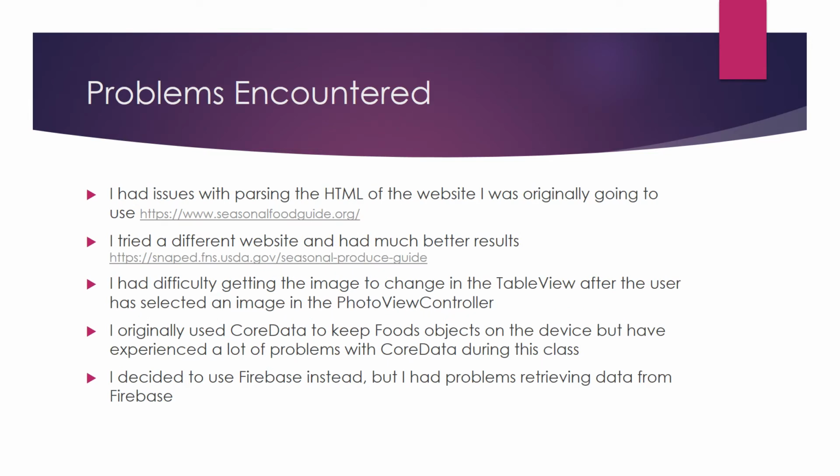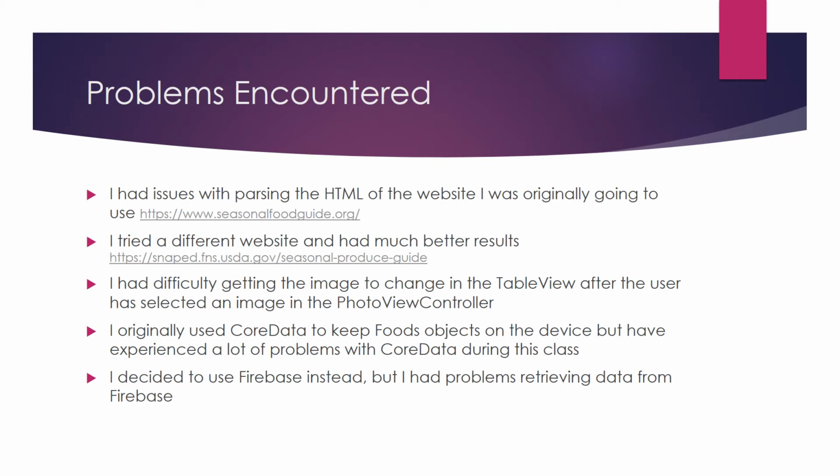So, problems encountered in this project. I originally had issues passing the HTML of the website I was originally using. That website was seasonalfoodguide.org. So I tried the USDA's Seasonal Produce Guide, and I had much better results. I had difficulty getting the image to change in the table view after passing that through an unwind segue after the user has selected an image in the photo view controller.